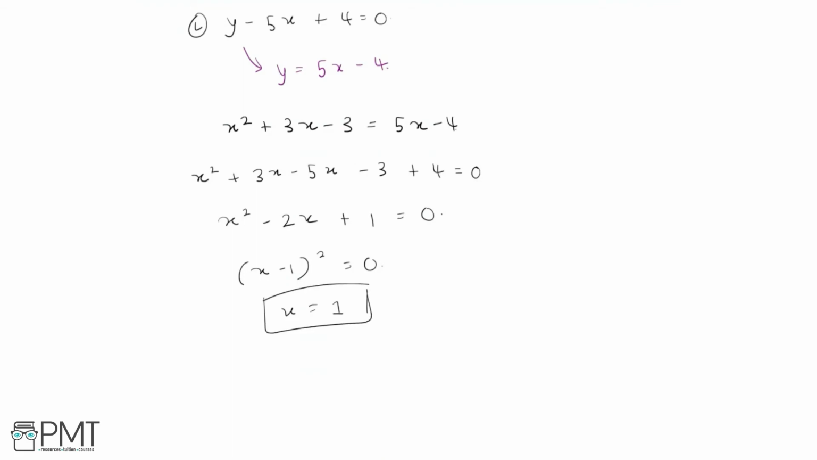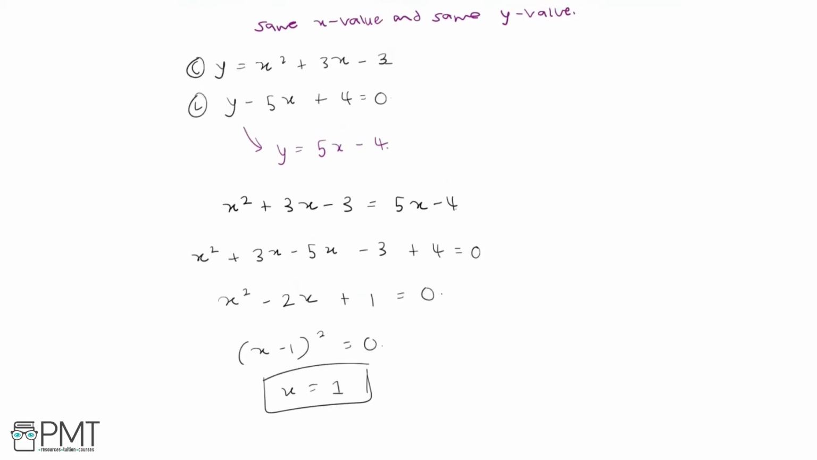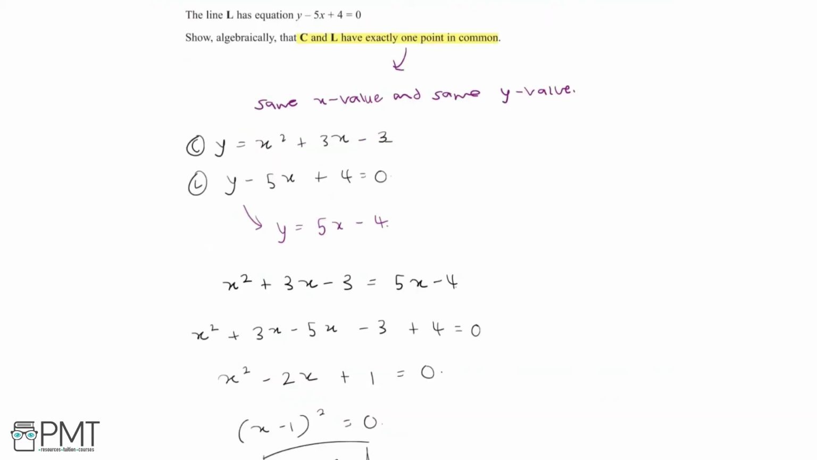We found that x is equal to 1, but remember, like we said, that in most quadratic expressions we end up with two values for x. We can see that in this situation we have x minus 1 all squared, which means that there's only one solution for x, and x is equal to 1. And so automatically this proves that C and L have exactly 1 point in common.